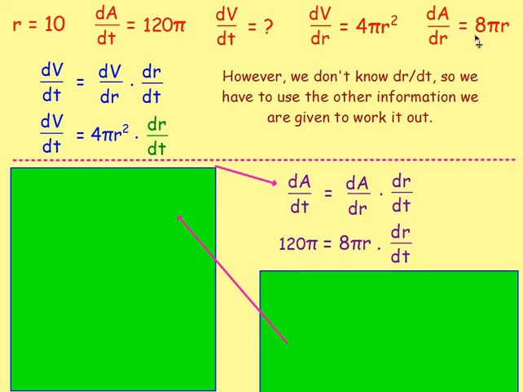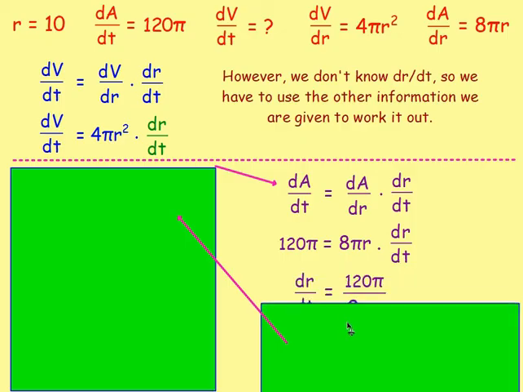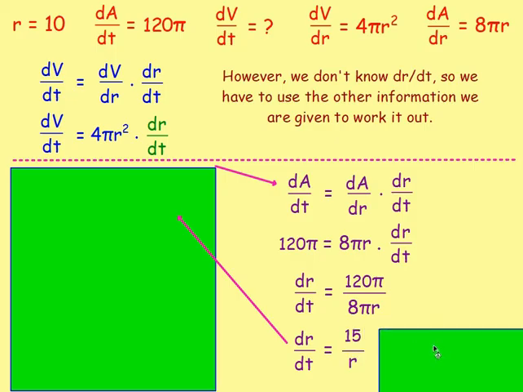dA by dr is the 8 pi r. Boom, bang that in as well. And dr by dt we don't know, but that's what we want to find. That is our missing piece of the puzzle, so we now know what dr by dt is if we rearrange this. So we can say that dr by dt equals, divide both sides by 8 pi r, so we'd have 120 pi over 8 pi r, and that would equal 15 over r if you simplified. The pi's would cancel out, and then 120 over 8 would give you 15. We'll still get this r on the bottom.